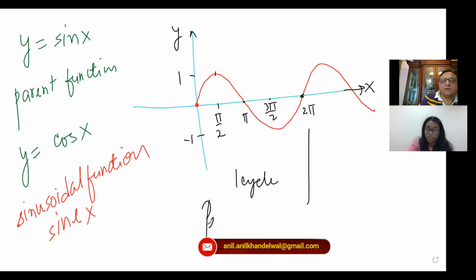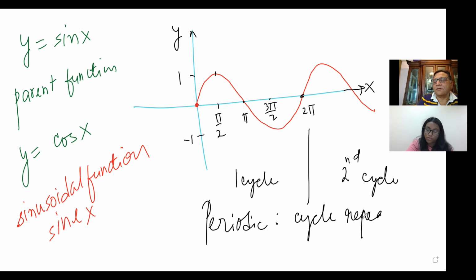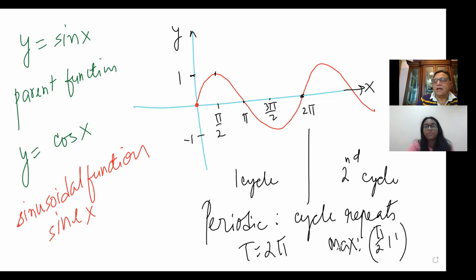The function is periodic. That means the cycle repeats. This is the second cycle. Is that correct? So the cycle repeats because it is periodic. One cycle time period T is 2 pi. We see that the maximum is at pi by 2 and its value is 1, correct? And as far as the minimum is concerned, that minimum is at 3 pi by 2 and it is minus 1, correct? So that is your sine wave.